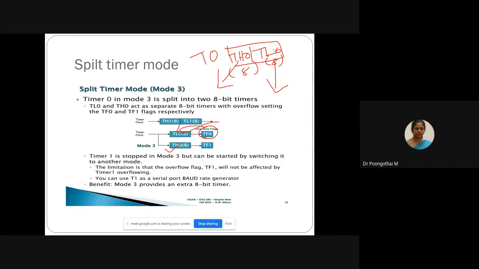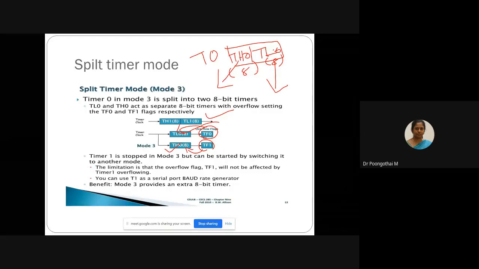And for the TH0 timer, TF1 is assigned to TH0. So your timer 0 is separated into two timers, and we need two overflow flags. TF0 is assigned to TL0 and TF1 is assigned to TH0. Timer 1 is the standalone timer, but timer 1 is stopped in mode 3 because TF1 is utilized by your TH0. So that is the limitation of your split timer.